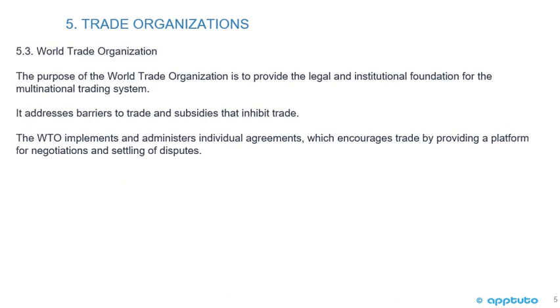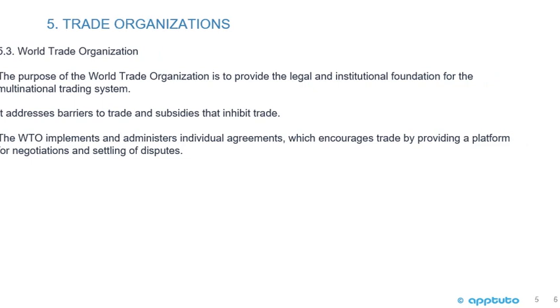Now we'll look at the World Trade Organization. The purpose of the World Trade Organization is to provide the legal and institutional foundation for the multinational trading system. It addresses barriers to trade and subsidies that inhibit trade. The WTO implements and administers individual agreements, which encourages trade by providing a platform for negotiations and settling of disputes.